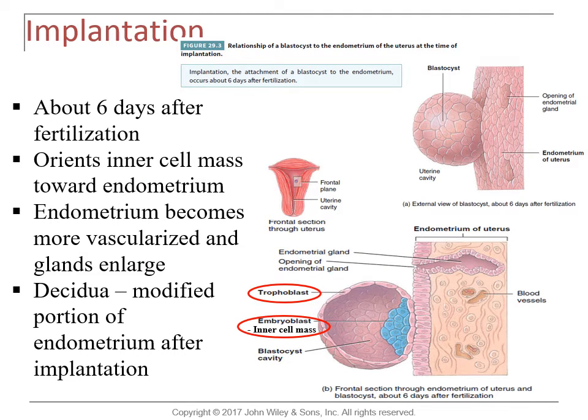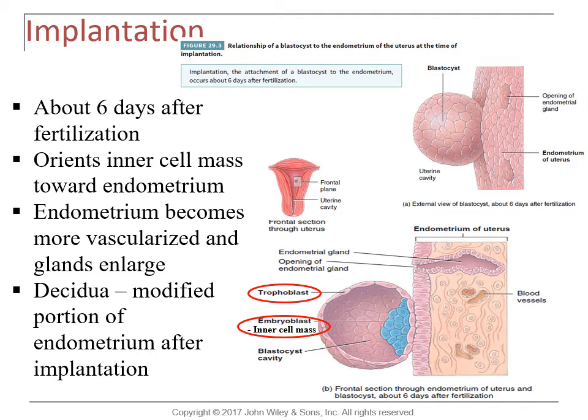Next we have implantation. The blastocyst remains free within the uterine cavity for about 2 days before it attaches to the uterine wall. At this time, the endometrium is in its secretory phase. About 6 days after fertilization, the blastocyst loosely attaches to the endometrium in a process called implantation.